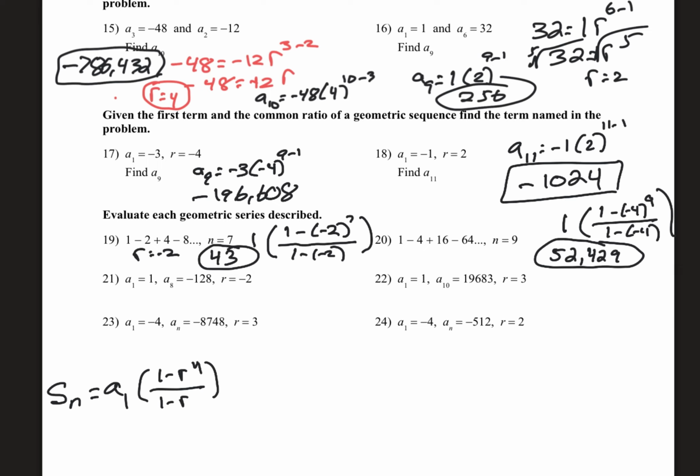So number 21, they give us everything. So we've got 1 times 1 minus negative 2, my n value is 8, divided by 1 minus r, so 1 minus negative 2. So we've got 1 minus negative 2 raised to the 8th, divided by 3, negative 85.